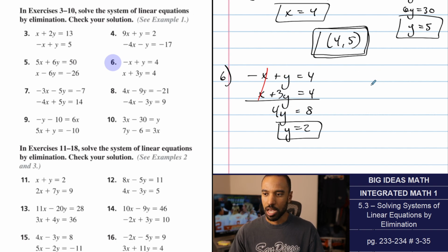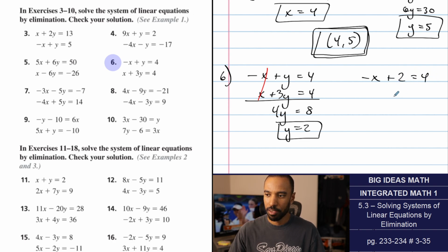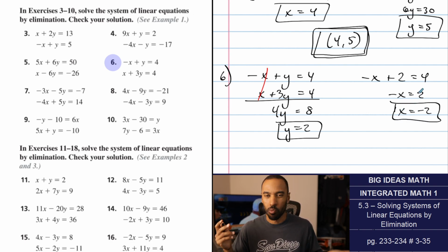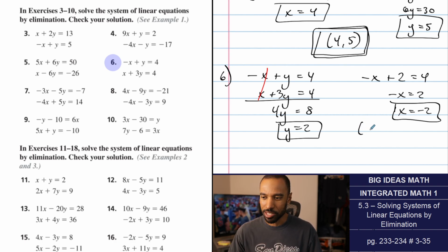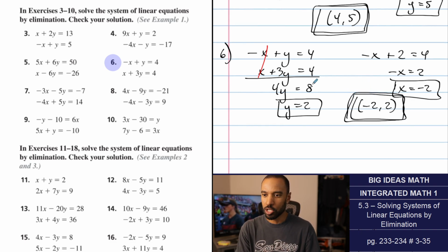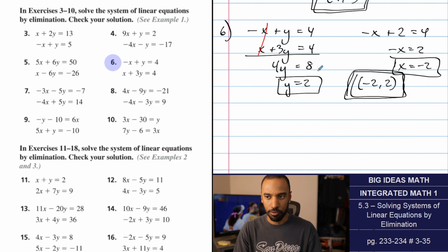Let's do the top equation this time. I know it has a negative x there, but let's deal. Negative x plus 2 is 4. If I subtract 2, negative x is positive 2. Therefore, x is negative 2, right? Divide both sides by -1, switch the signs around, whatever you want to state there, you get -2 comma 2, like so. Let's double check the bottom equation with that. -2 plus 6 is indeed 4.